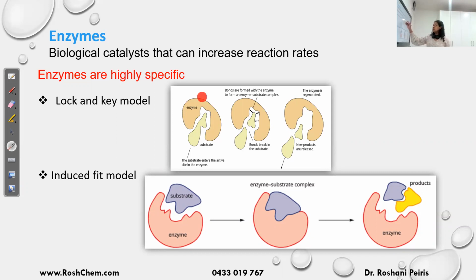So you can see here, this is the enzyme. So enzyme has an active site. The shape of the active site must match the shape of the substrate. According to the induced fit model, the enzyme's active site shape will slightly change to better fit the substrate. So that's the main difference between the lock and key model and the induced fit model.